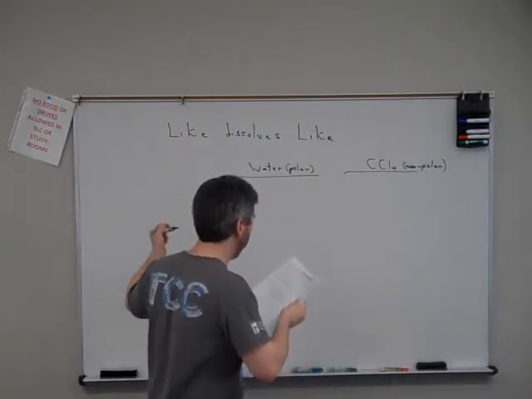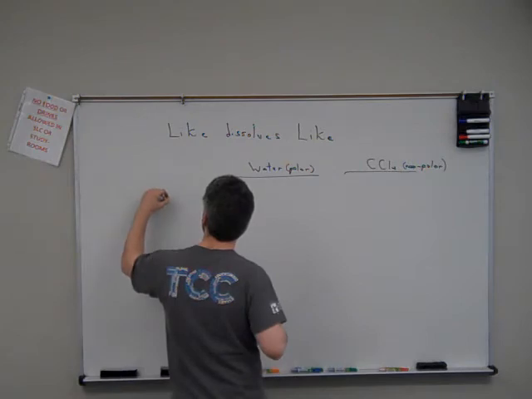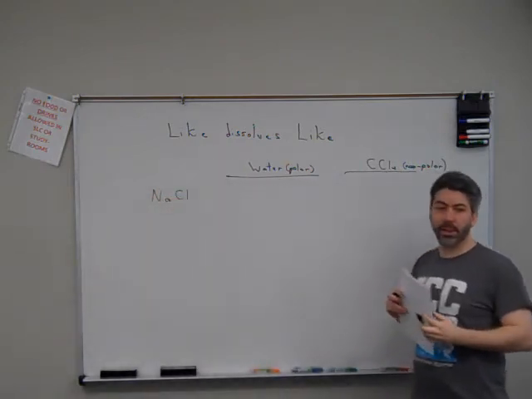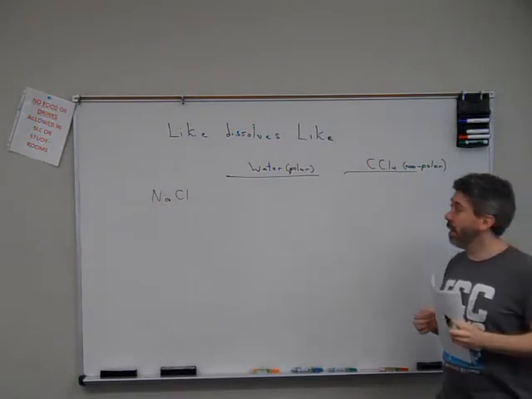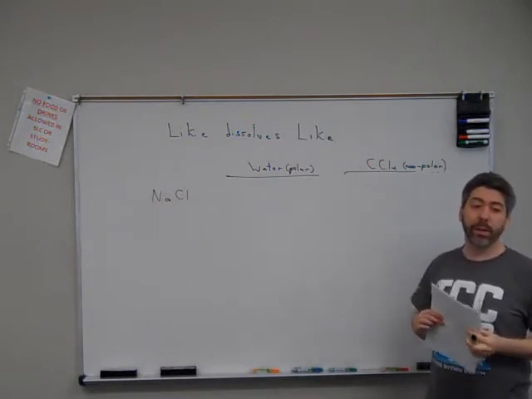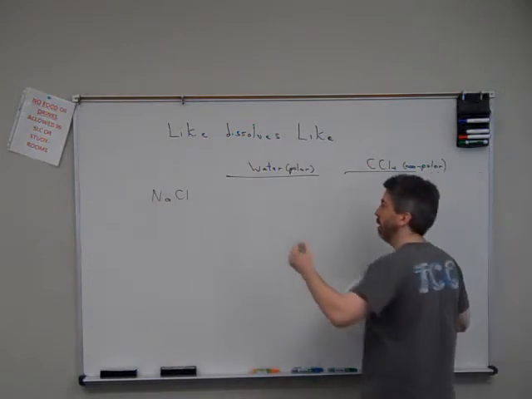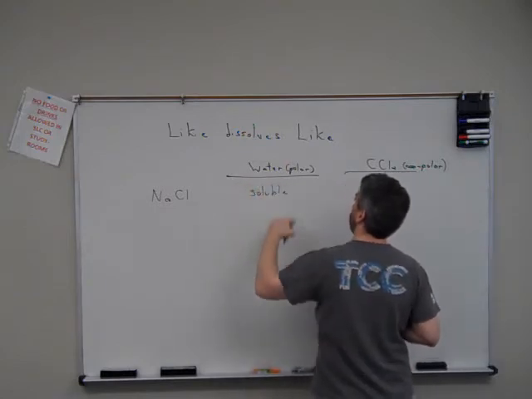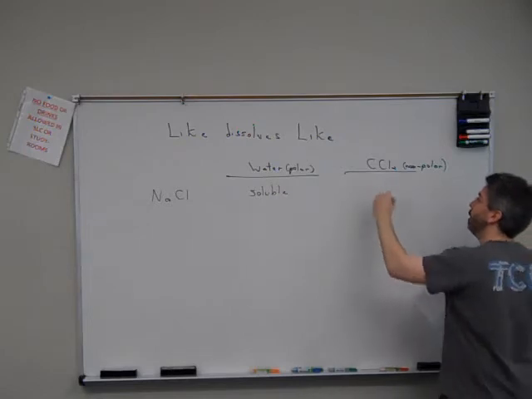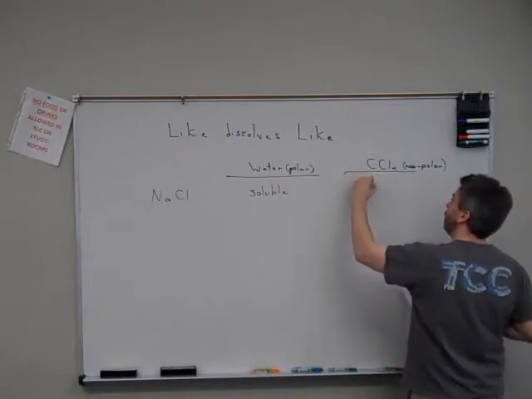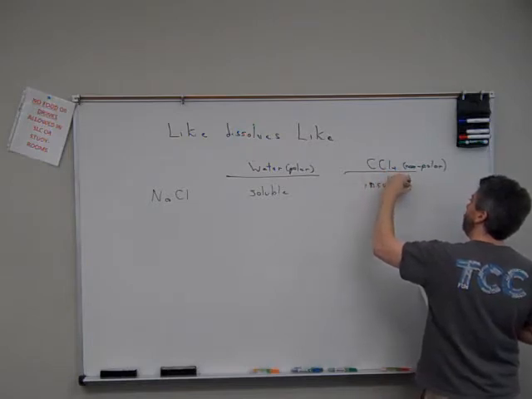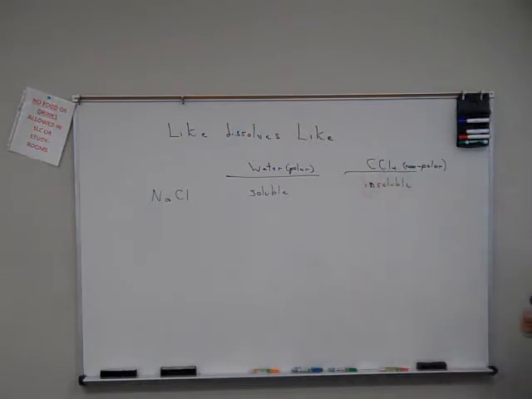So looking at the first substance here, NaCl. NaCl is ionic or covalent? It's ionic. And any ionic compound will automatically be very polar. So this will be soluble in water, but it will be insoluble, which means not soluble, in CCl4.